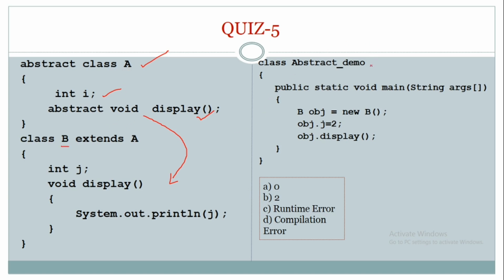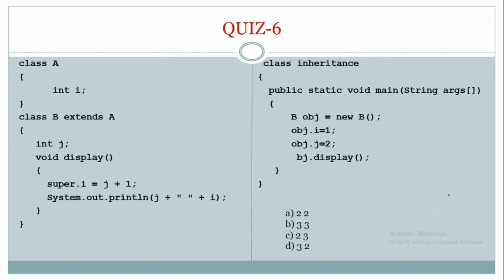Now we'll be creating one more class. In that we have created an object of class B. Using that object, j is initialized to value 2, and I'll be calling object dot display. The answer will be 2 itself. Is it correct? Yes, the answer is 2.